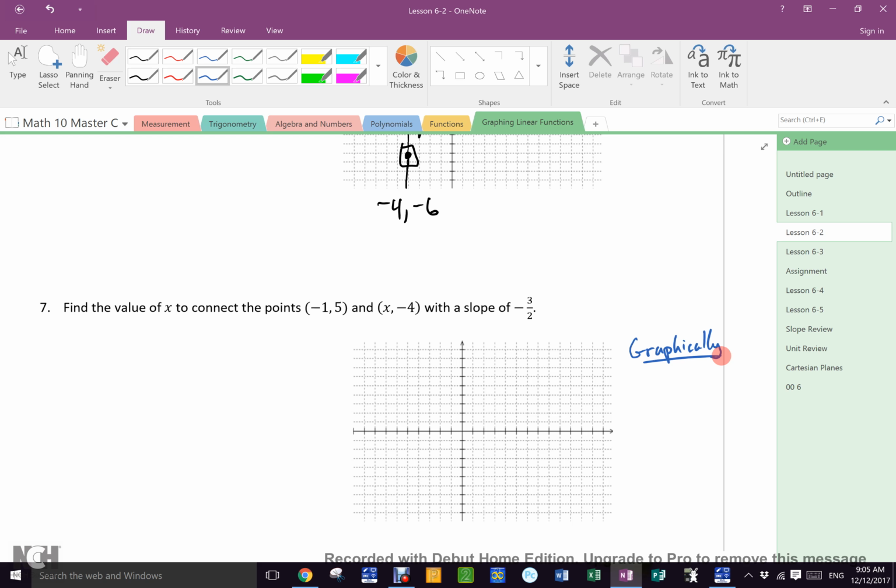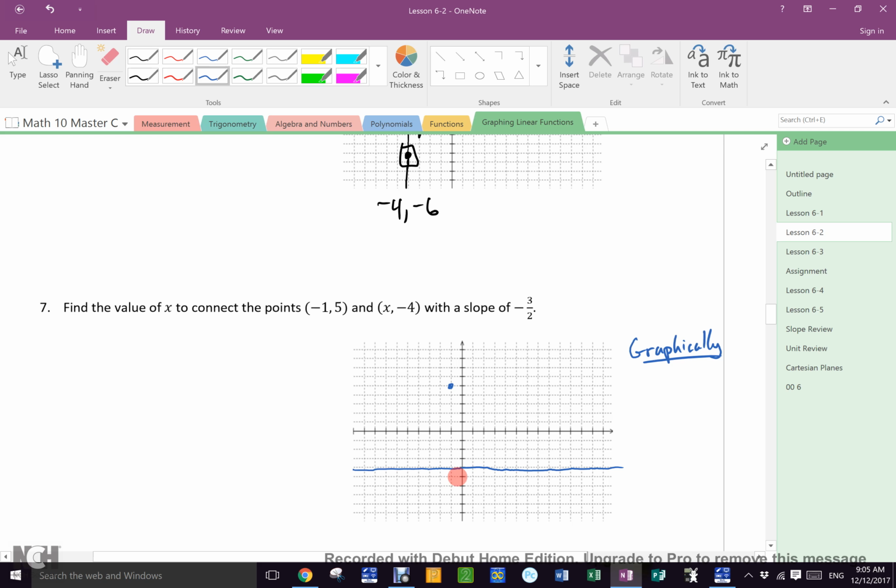Is there anybody in the room that has no idea even how to start this? Except the people that just got back from the test, obviously. But everybody else in the room can start this, yes? What did you do first? You put a dot at -1, 5. Excellent. And what else did you do? You knew the line has to go where? Somewhere down to -4, correct? Everybody agrees? And you knew the slope was -3/2, right?